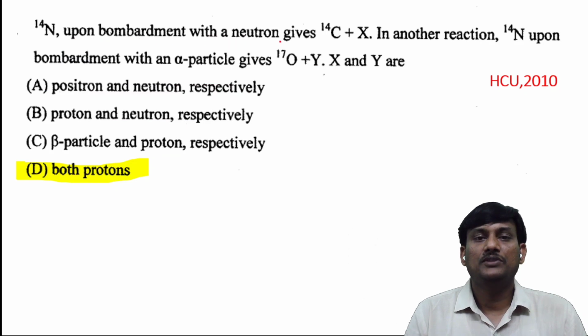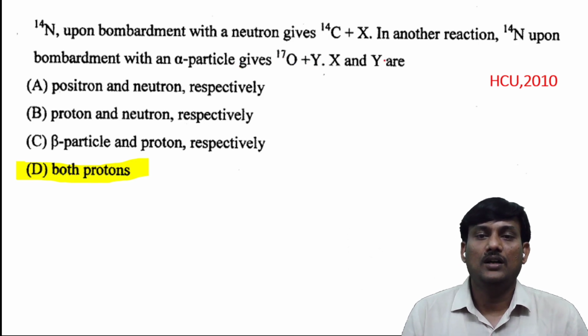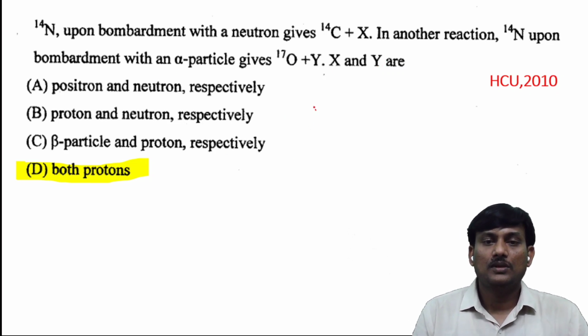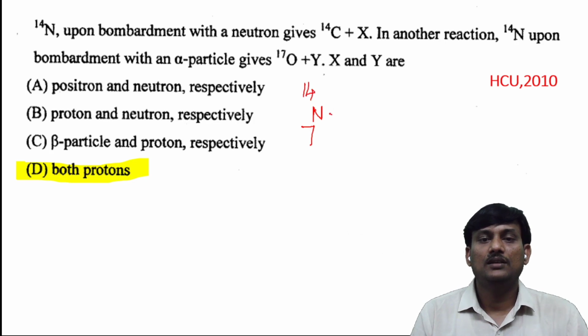N-14 upon bombardment with a neutron gives C-14 plus X. In another reaction, N-14 upon bombardment with an alpha particle gives oxygen-17 plus Y. X and Y are? Okay, these are nuclear reactions. The first reaction is N, the atomic number is 7, mass is 14. So when you bombard with the neutron, the atomic number is 0 and mass is 1.